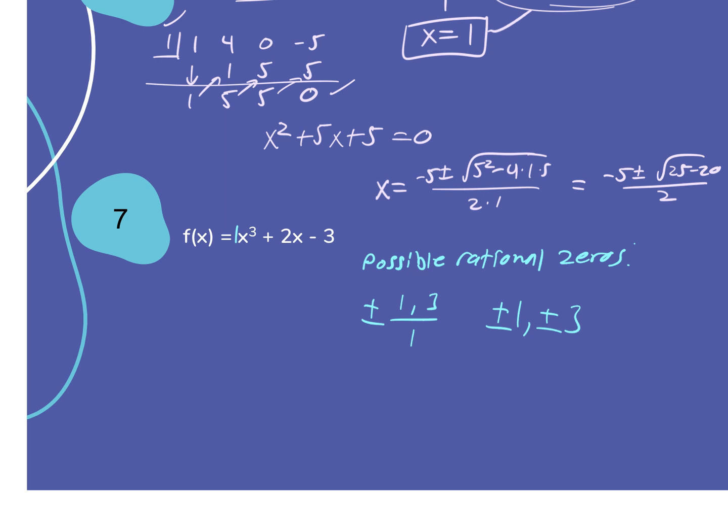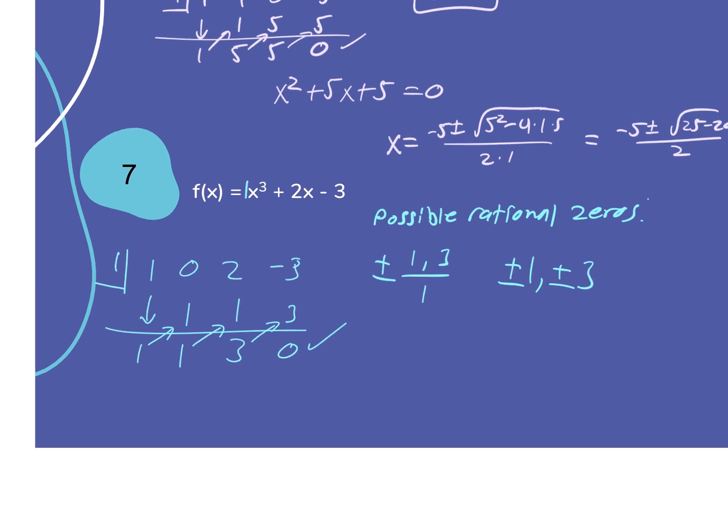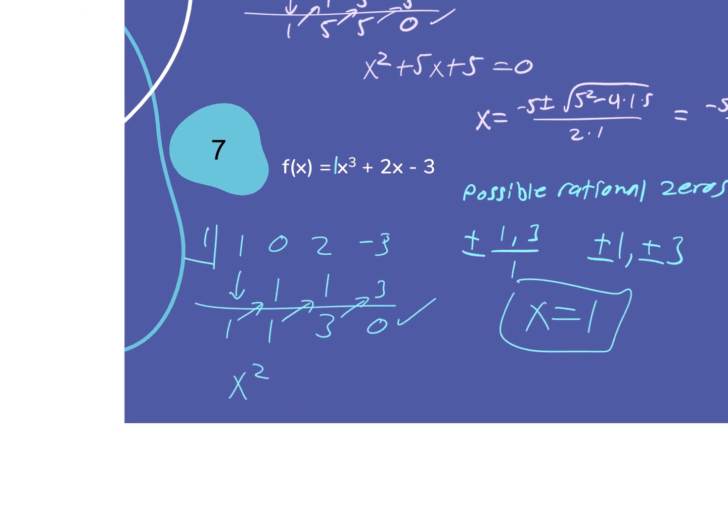So I'm going to pick 1, right? I always like to pick 1 to start and see if that works. So we have a 1, 0, 2, and negative 3. All right, so let me go ahead and do the synthetic division, bring down the 1. 1 times 1 is 1, 0 plus 1 is 1, 1 times 1 is 1, 2 plus 1 is 3, and 3 times 1 is 3, and then we do in fact get a remainder of 0. So because 1 works, we have x equals 1 is a solution. So then we get x squared plus x plus 3 equals 0 is our leftover quadratic, it's our quotient.